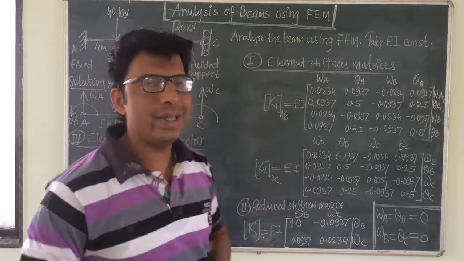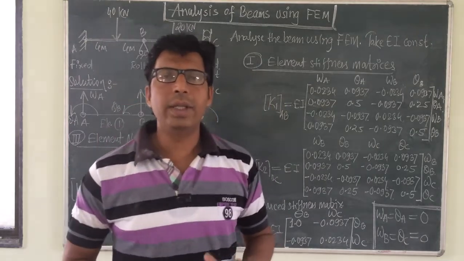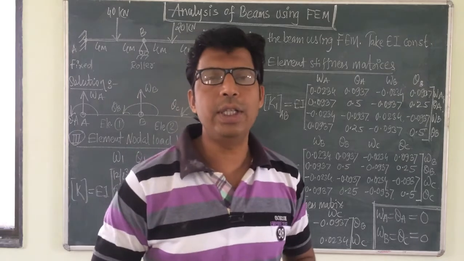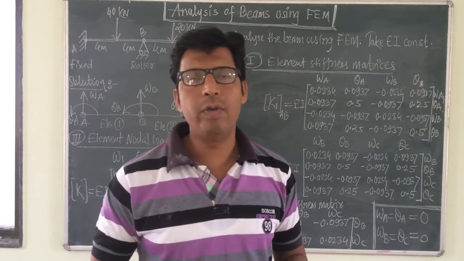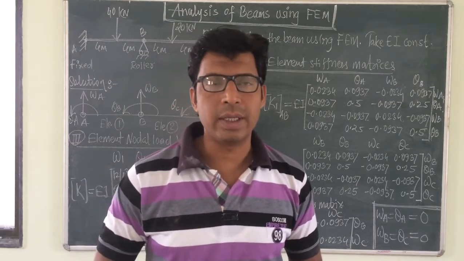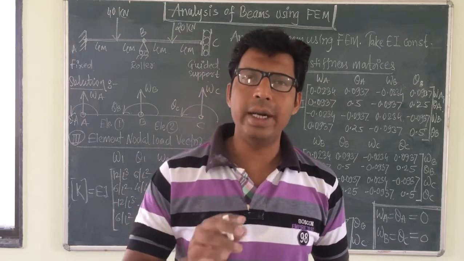Okay, so once the two element stiffness matrices are done, if you impose the boundary conditions on these two element stiffness matrices, we will get the reduced stiffness matrix. Now, what are the boundary conditions? Already we have discussed.